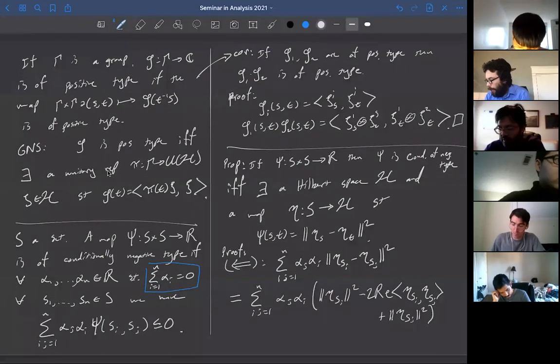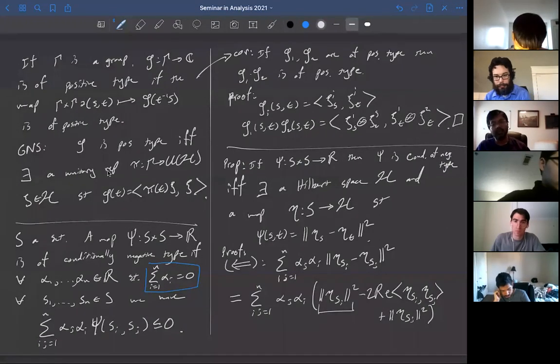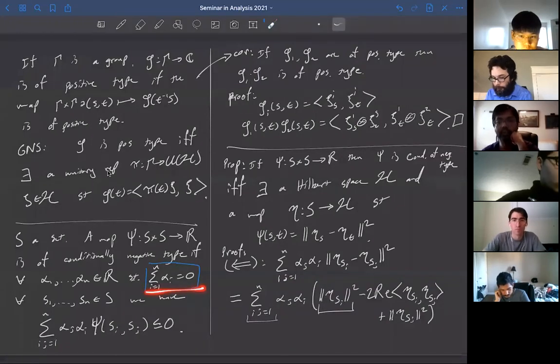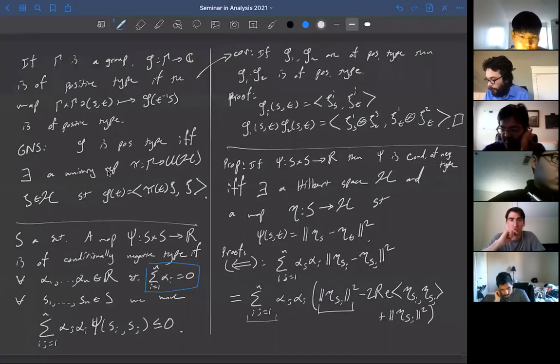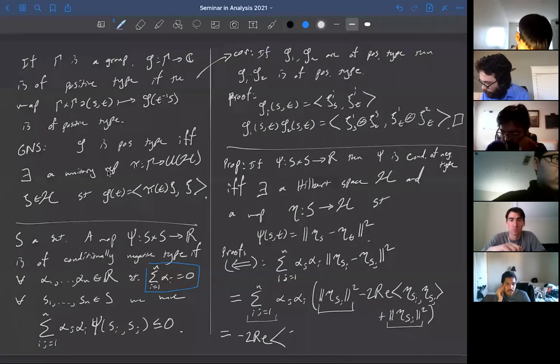All right, and so now what we see is that this term here has only an i in it. So when we sum over i and j, we'll get the sum of the alpha j's, which is equal to 0, right? That was that assumption there. So this term will contribute 0. Similarly, this term only has a j in it, so when we sum over the alpha i's, we're going to get 0. So the only term that's going to come out is this middle term. And then we can put the alpha j's together with the alpha i's. So we get that this is negative twice the real part of the sum.